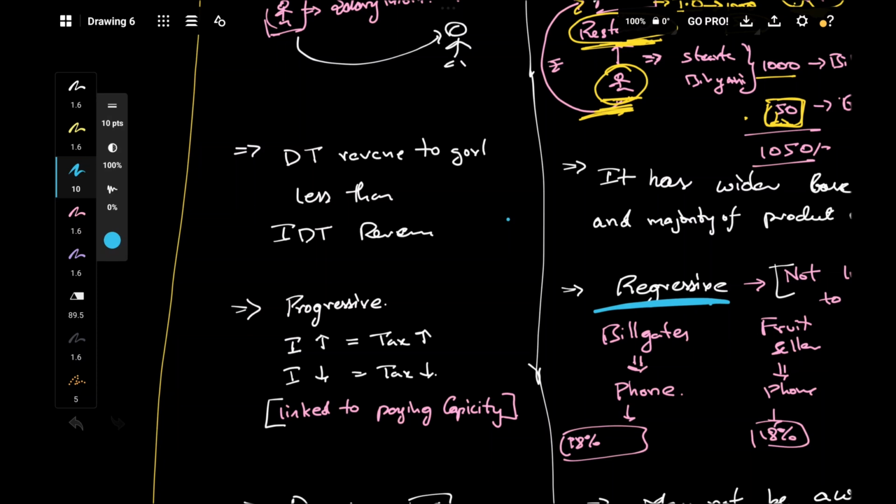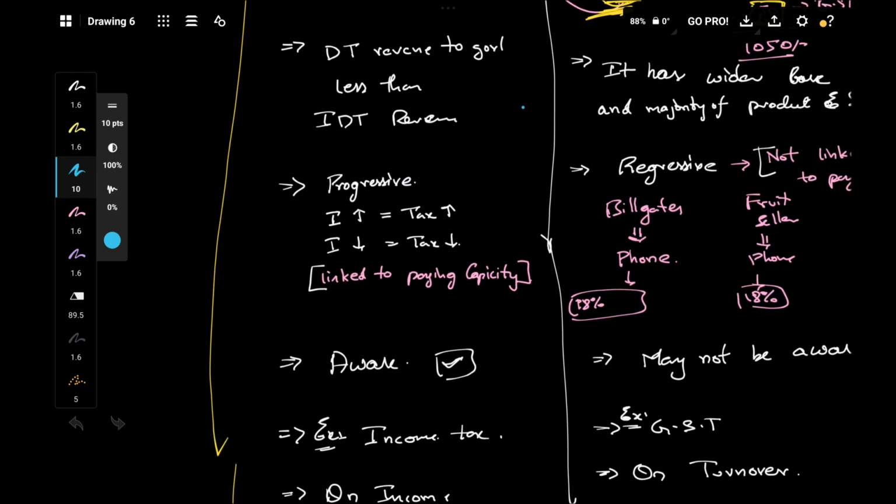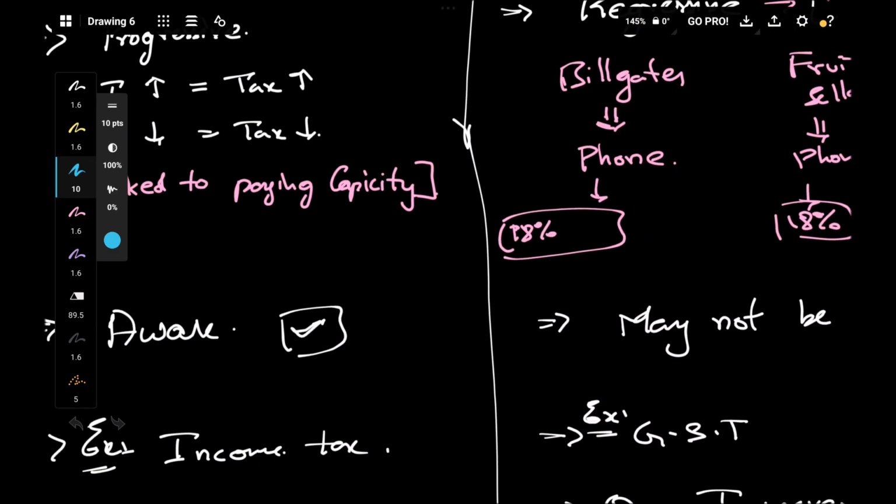Apart from this, IDT is regressive in nature. Regressive means even if it's Bill Gates or some roadside food seller, both will have to pay the same rate of tax if they buy a product. So they say DT is progressive, but that doesn't happen at all. Actually, the rich who are doing business will claim more deductions, more exemptions and all, and they'll anyway avoid tax, and they call it tax planning actually.